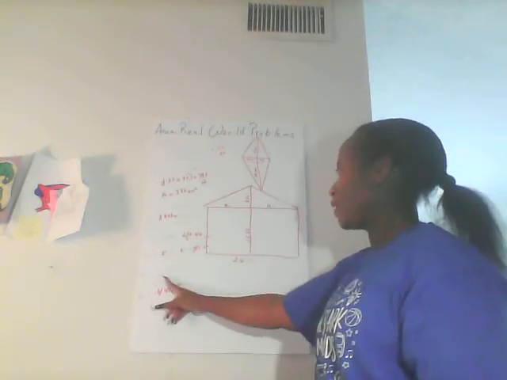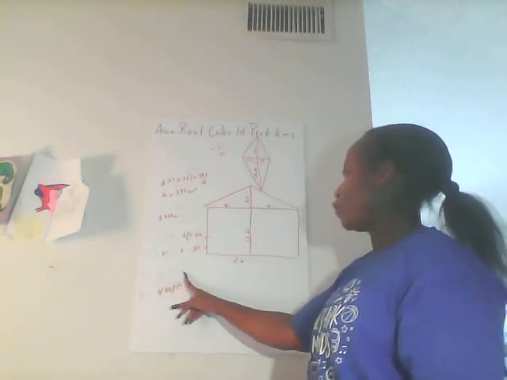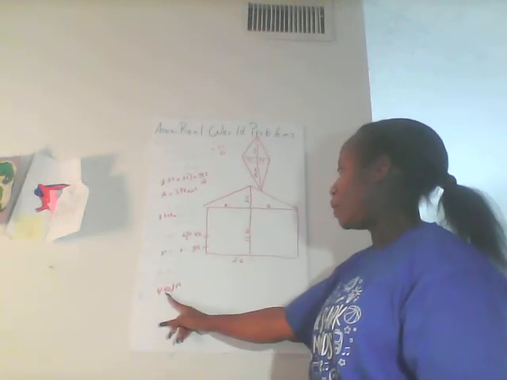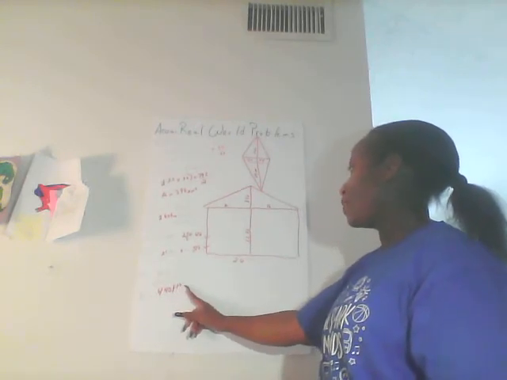You combine the area of the rectangle plus the area of the triangle, and the total answer will be 440 feet squared.